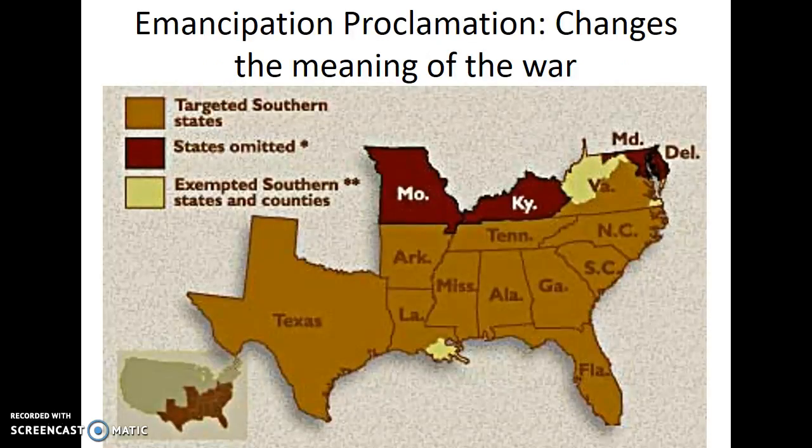So this is just a map of how the Emancipation Proclamation plays out. You see it targets most of the southern states. Even down here, like in New Orleans, the Union had taken this over by that time, and so no slaves were freed there. That was exempted because the Union controlled that. And you see the states that were not affected, Missouri, Kentucky, Maryland, all slave states that were part of the Union. They were not rebel states. So no slaves in Missouri were freed by the Emancipation Proclamation.